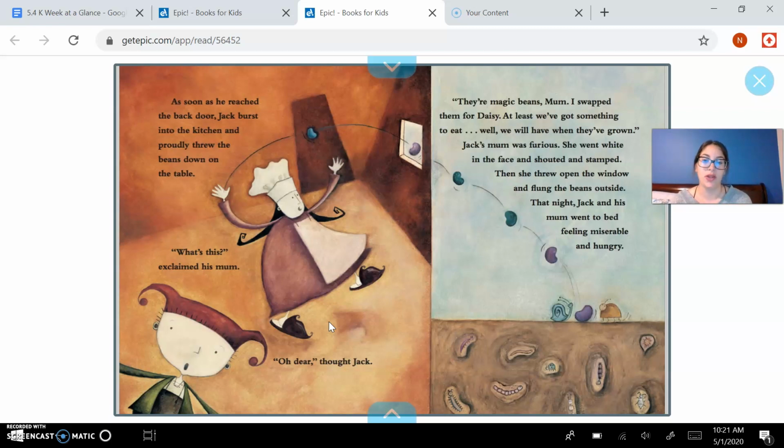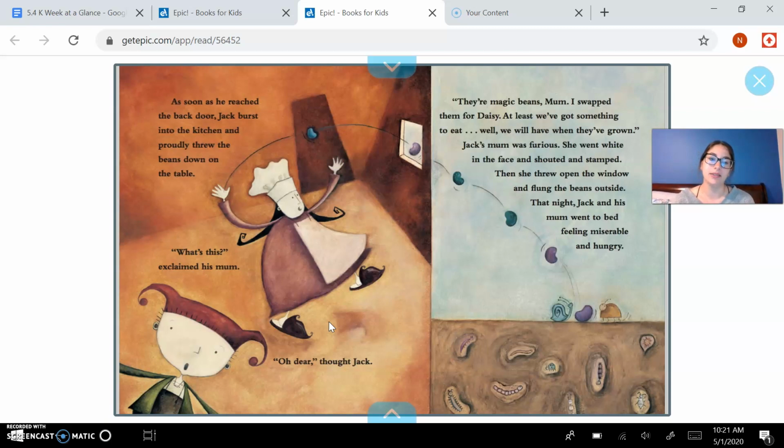What do you think furious means? She shouted and she stamped her feet and she threw the beans outside. She was furious. She was so angry. She was mad.